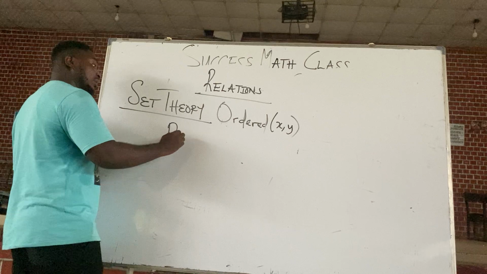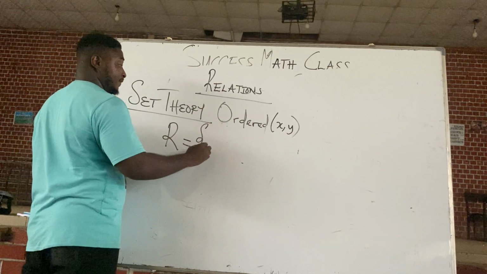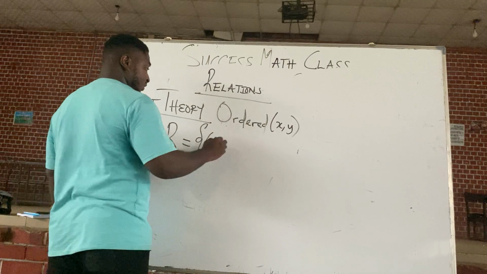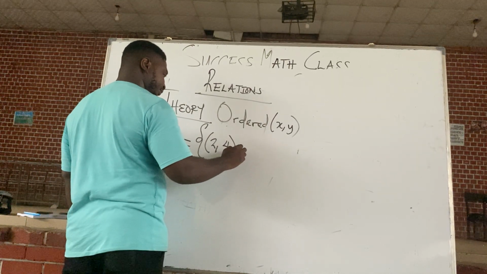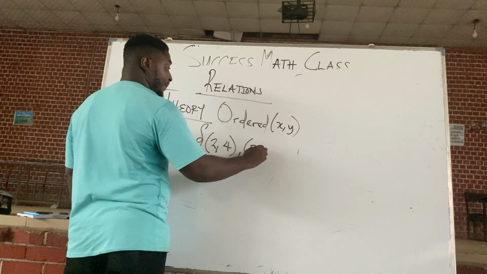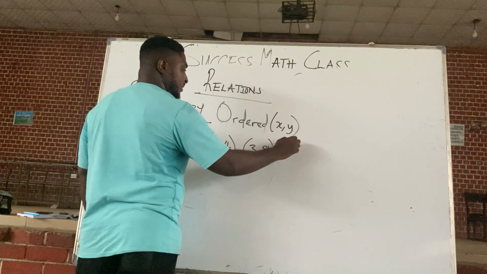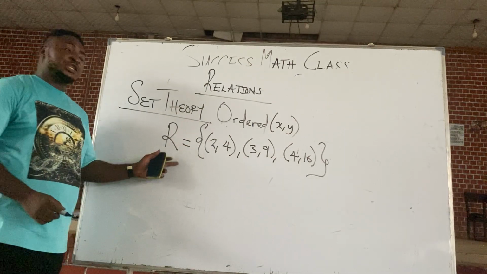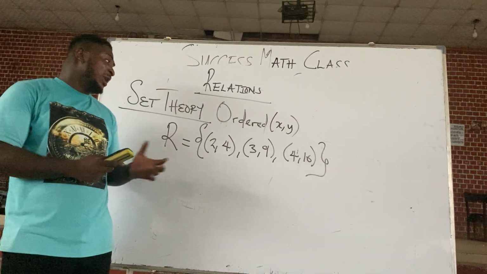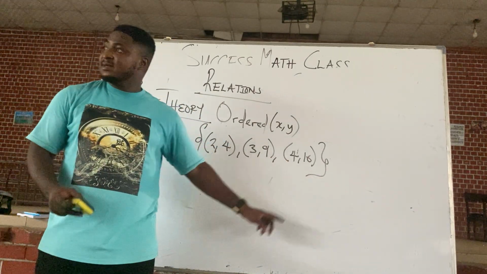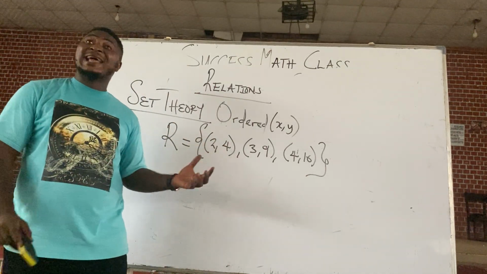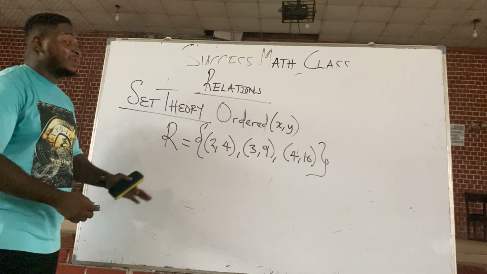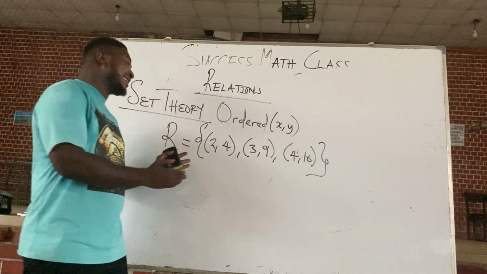Class, if you have a relation (2, 4), (3, 9), (4, 16), look at the relation. You see that it is still using the same curly bracket that a set uses. So it's a type of set, but a set of ordered pairs, in which the members are arranged in pairs.